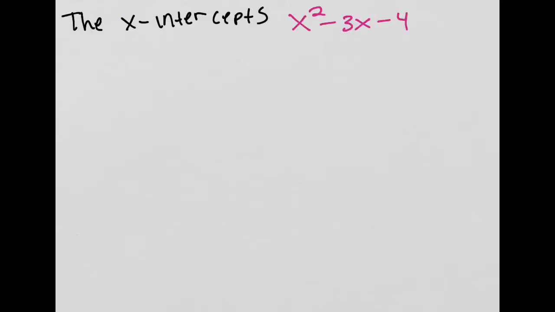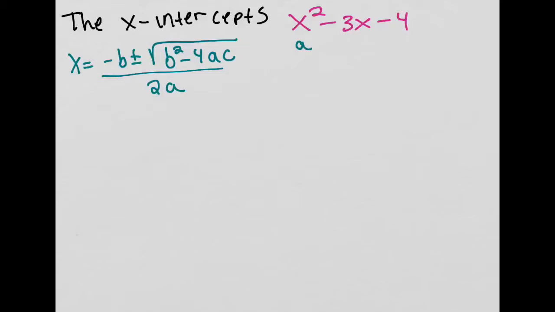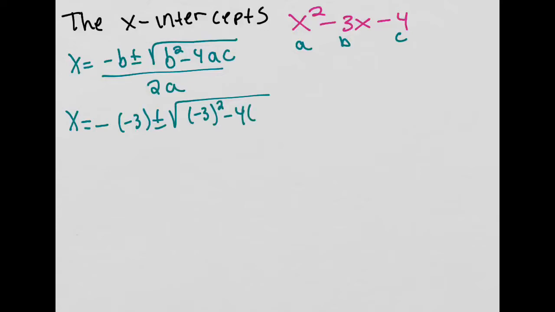In order to do that, we're going to use the quadratic formula, which is negative b plus or minus square root of b squared minus 4ac all over 2a. This is a, b, and c. So, I'm going to go ahead and substitute my values. Be very careful when we're substituting. Don't want to make a mistake, especially with the negative numbers.